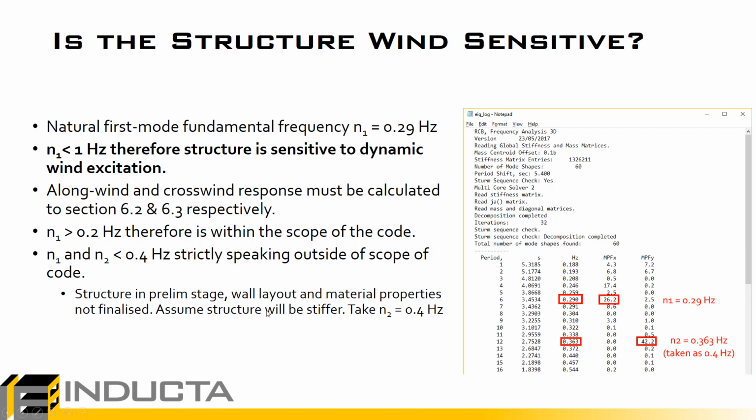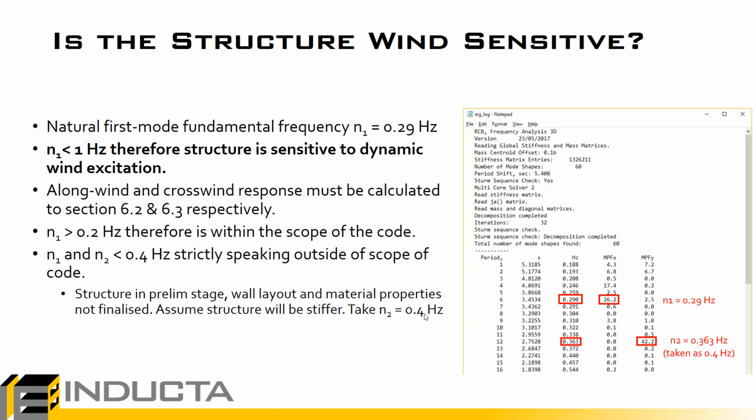However, what I've assumed is that the structure's in the preliminary stage. I've just got 32 MPa concrete in my walls, so I haven't put in my material properties. Slab thicknesses aren't finalized, wall layouts might not necessarily be finalized as well. So I'm assuming the structure will be stiffer. I'll be able to get that these values will probably be a bit higher in reality. So I assume I will be in the scope of the code. So just for this exercise, I'll take N2 equal to 0.4 Hz.